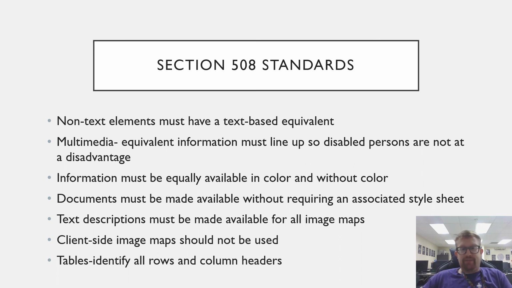Non-text elements must have a text-based equivalent. We have already talked about this in the previous slides: if something is visual, there's a text equivalent to it. Multimedia equivalent information must line up so that disabled persons are not at a disadvantage. What this is saying is, if you have a video and you have a transcript, the way that the video is playing, the transcript must line up, okay? It must be equivalent. Information must be equally available in color and without color. This means that they can access the website fully in color or fully without color, in black and white.